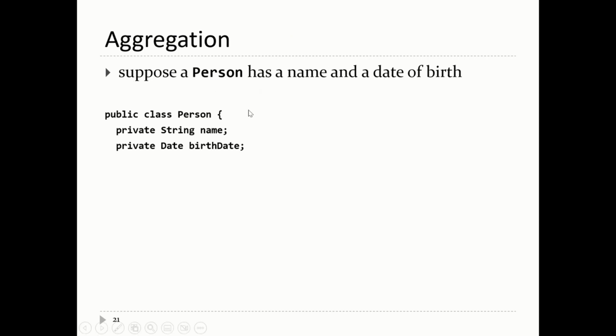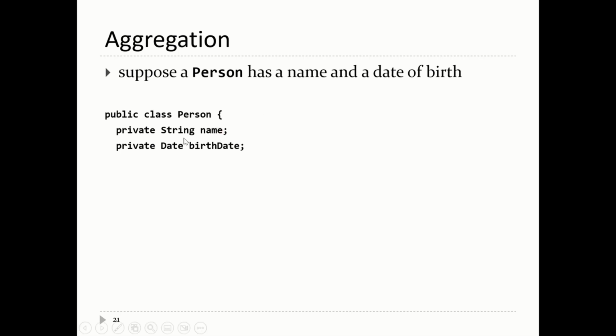All right, so here's a concrete example of an aggregation relationship. If you look in many standard textbooks, you'll see a class like person or student or employee or something like that. So here I'm just going to say a person has a name and they have a birth date. They could have a bunch of other things too, but for simplicity, let's just keep it with these two.